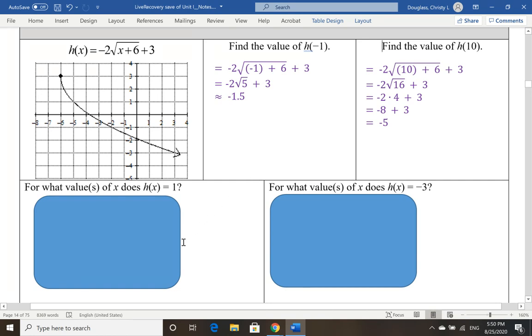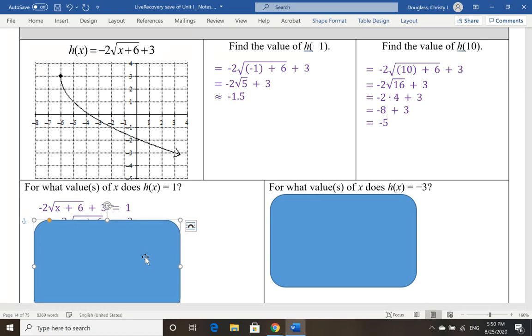Again, these next questions are asking the opposite. Now we're saying the y value is 1. What is the x value? So here we're going to take our function and set it equal to 1. And then we solve the square root function.